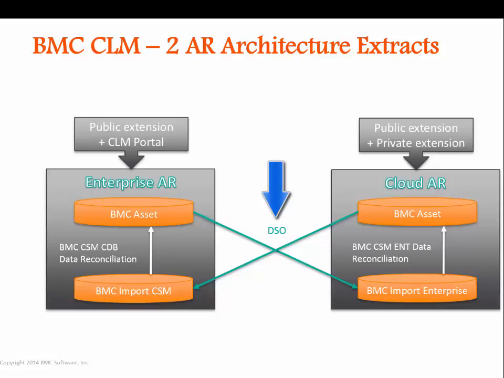To brief about the data flow, enterprise data gets created into a temporary dataset. It gets reconciled into the asset dataset. As data gets into the asset dataset, DSO moves this data to Cloud AR into a temporary dataset. This data is made available in the asset dataset via a reconciliation job. Similarly, data created by CLM gets transferred from the asset dataset of Cloud AR to a temporary dataset on Enterprise AR and then gets merged into the asset dataset by the RE job.